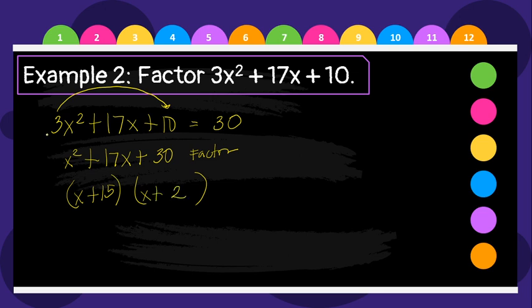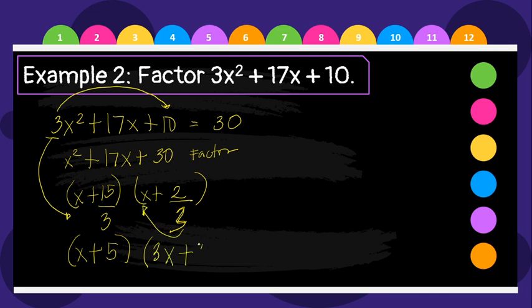Now I'm going to use 3 as a divisor of 15 and 2. 15 divided by 3 is an exact answer, which is 5, so x plus 5. And 2 divided by 3, I cannot divide. They have no common factor, so I'm going to bottoms it up. So we have 3x plus 2. This is now the factor.